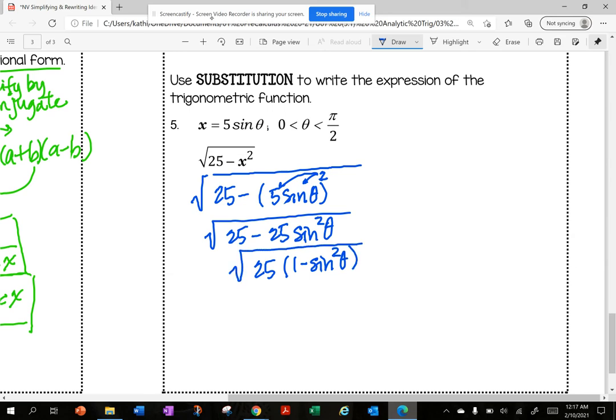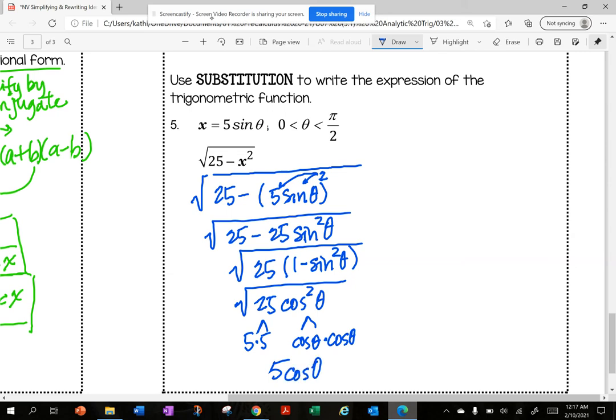And then I'm going to use the Pythagorean identity and substitute 1 minus sine squared with cosine squared of theta. And then these are two perfect squares. So this is 5 times 5 and cosine times cosine, right? So I can take these out as 5 times the cosine of theta. Okay, that's it.